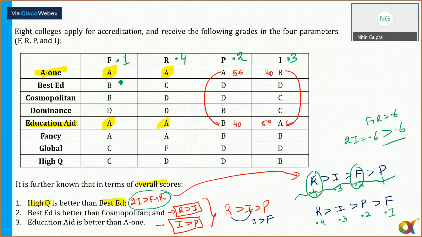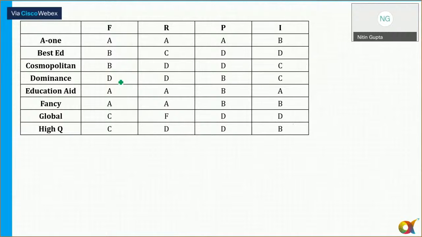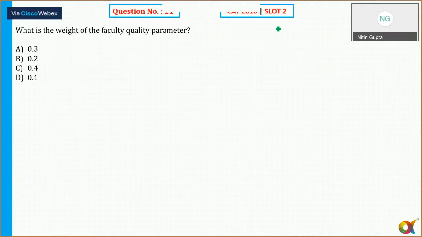Let's move ahead. All right, guys, so we know F is equal to 0.1. R we have calculated as 0.4, P is 0.2 and I is 0.3. So let's move to the question. The question says, what is the weight of the faculty quality parameter? I need to find F, so F here is 0.1.